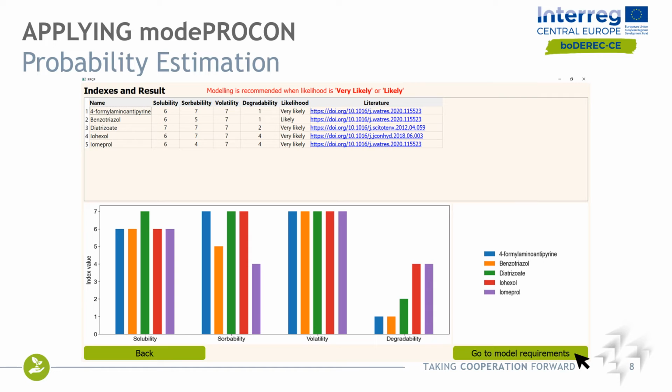Benzotriazole is much better degradable than iomeprol, thus it can be found less likely in the groundwater. As all selected PPCPs are likely or very likely to be detected in the groundwater, it is recommended to set up a model to further investigate the risk of observing a groundwater contamination. For this, please click on Go to Model Requirements.